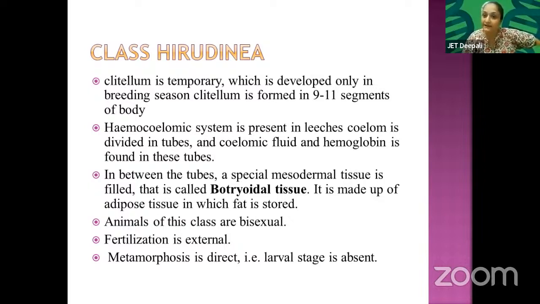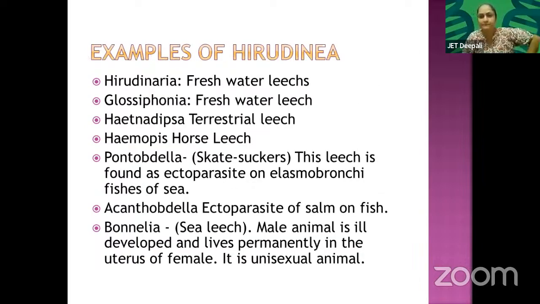Animals of this class are bisexual. They have both sexes in one organism. Fertilization is external. Metamorphosis is direct, that is, the larval stage is absent. Okay, got it? Now, examples of Hirudinea.